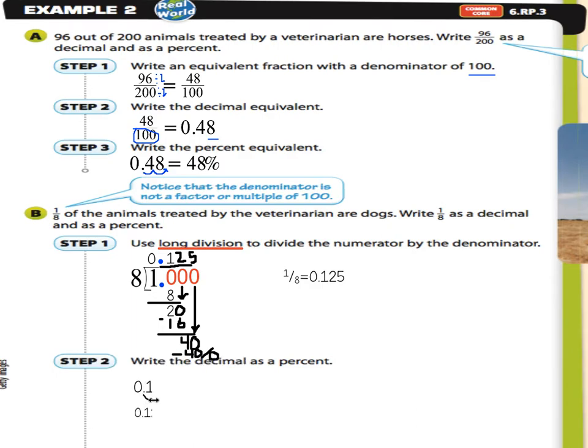Now I want to change that decimal to a percent. So that 125 thousandths, I have to take that decimal, which is right here between the 0 and the 1, and I have to move it 2 places to the right. Once I move it 2 places to the right, I see that it is between the 2 and the 5, and that's okay. That means that I'm going to have a decimal in my percent. So that tells me that 0 and 125 thousandths would be equal to 12 and 5/10%.